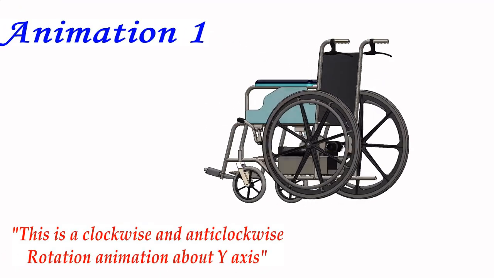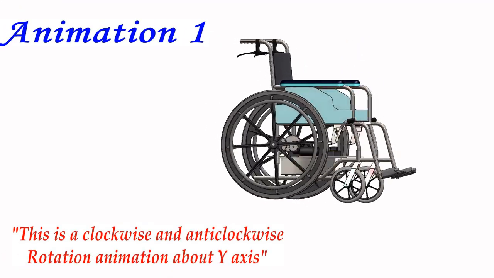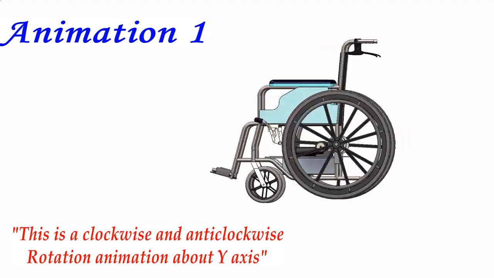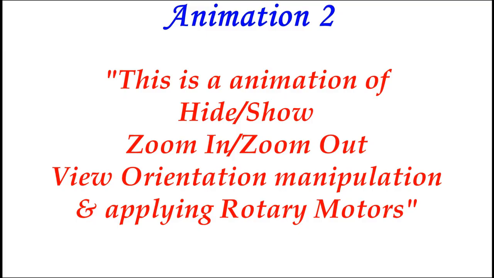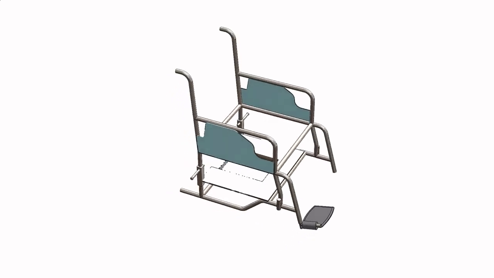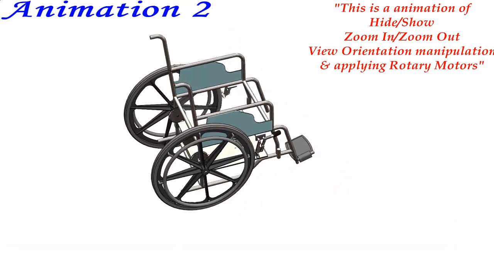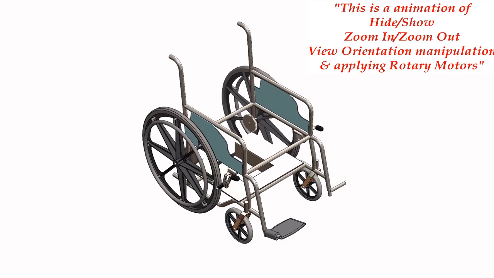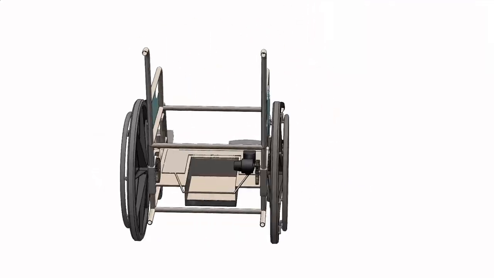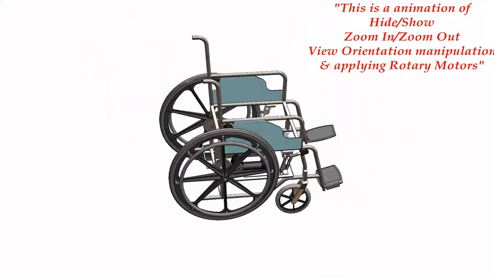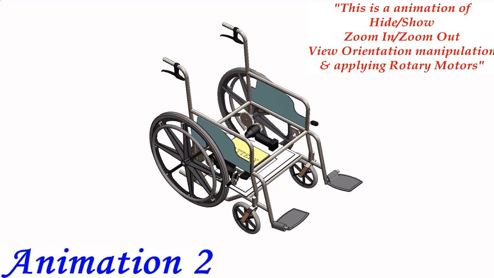Animation 1. This is a simple clockwise and anti-clockwise rotation animation about the y-axis. Animation 2. This is an animation of height show, zoom in, zoom out, view orientation manipulation and of applying rotary motors.